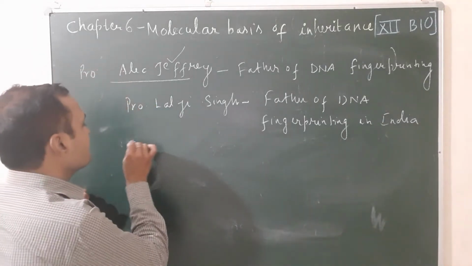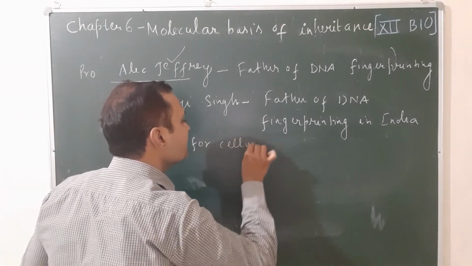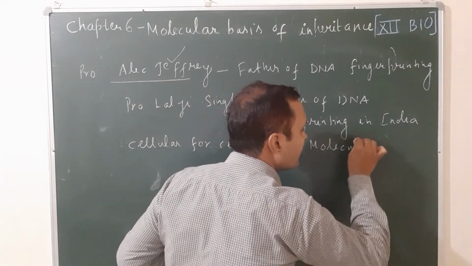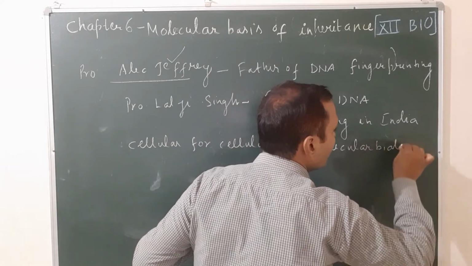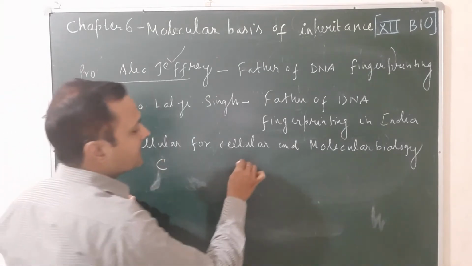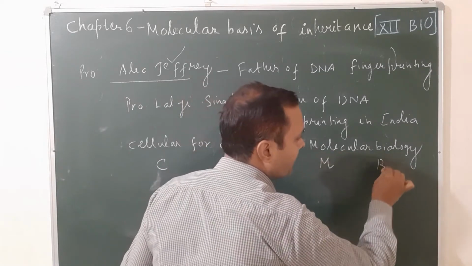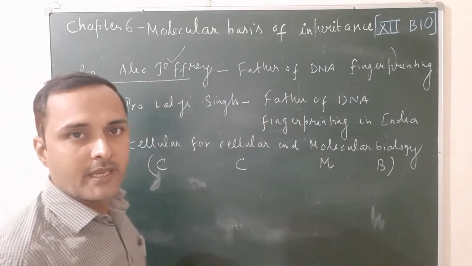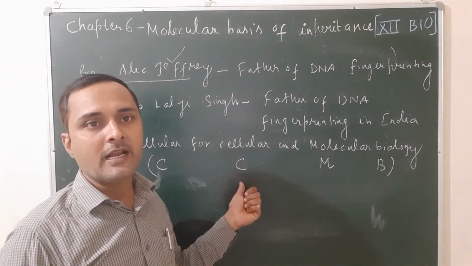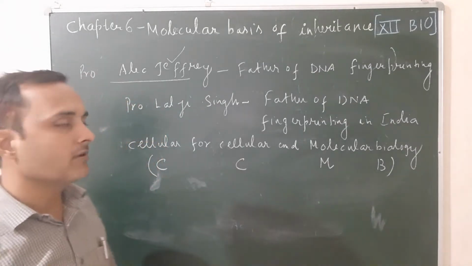CCMB stands for Center for Cellular and Molecular Biology. The first C stands for Center, the second C for Cellular, M for Molecular, and B for Biology. So in India, the work of DNA fingerprinting was done in Hyderabad, and the name of the institute is CCMB, the Center for Cellular and Molecular Biology.